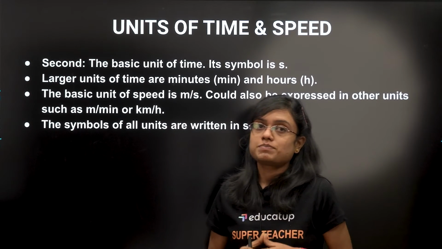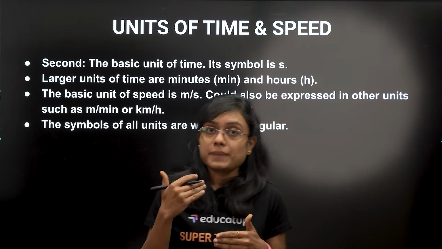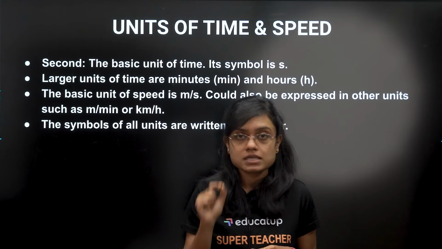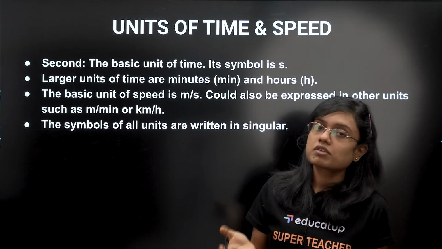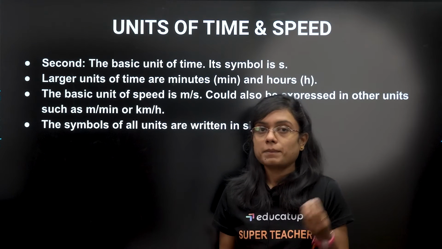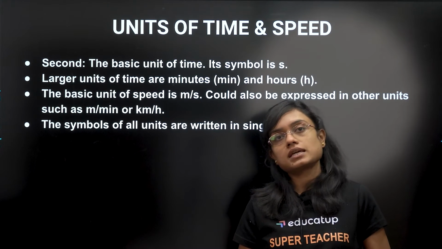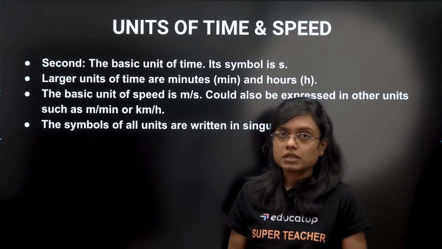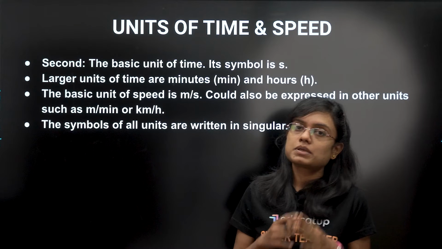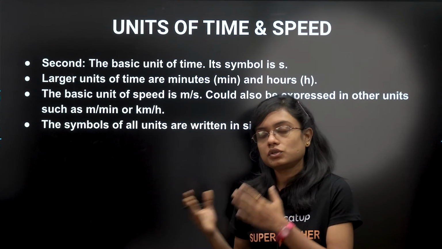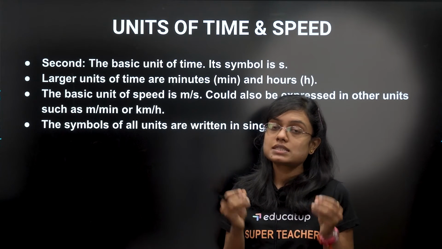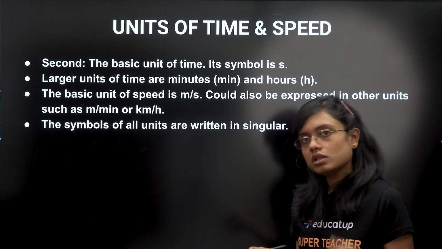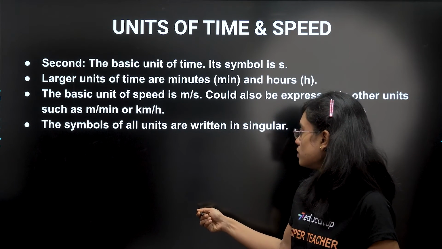Units of time and speed. Now, basically for time, the basic unit is second. It is denoted by small s. Larger units of time are minutes and hour. The basic unit of speed is meter per second, and it can also be calculated in kilometer per hour or meter per minute. Always the symbols for time and speed are written in small alphabets. Nothing is written in capitals. Even all units are written in small alphabets.